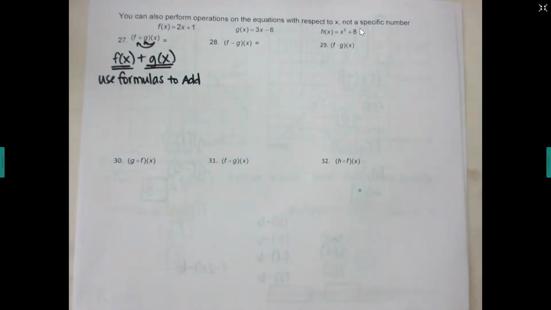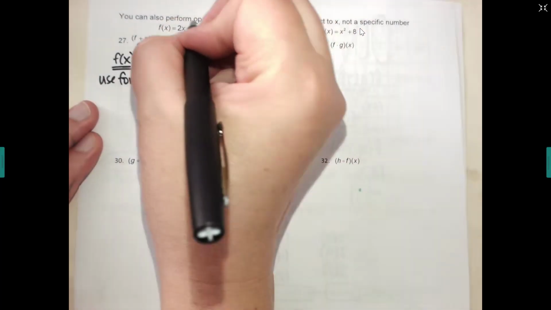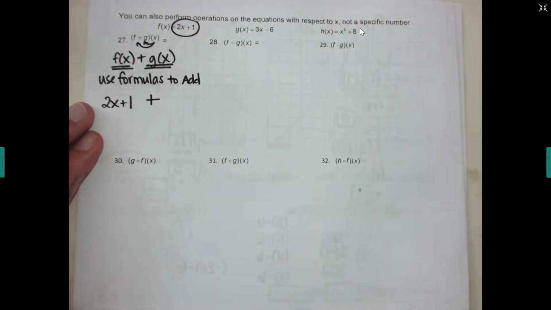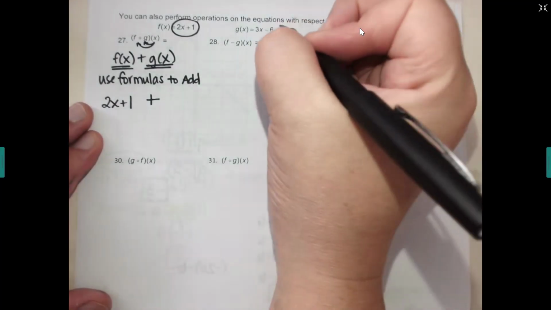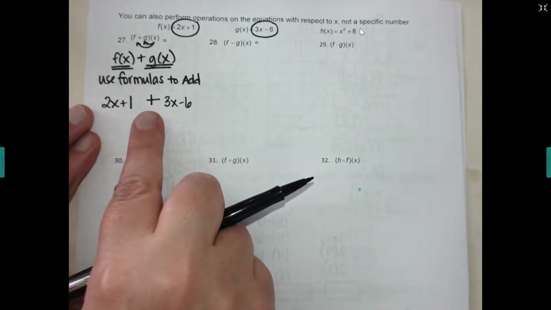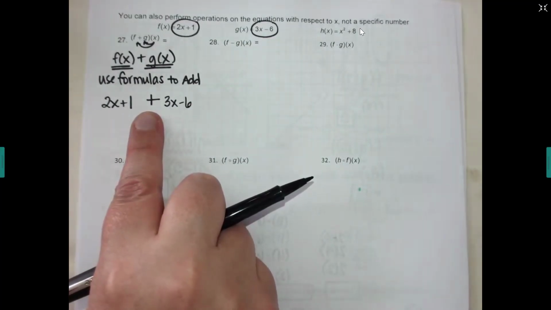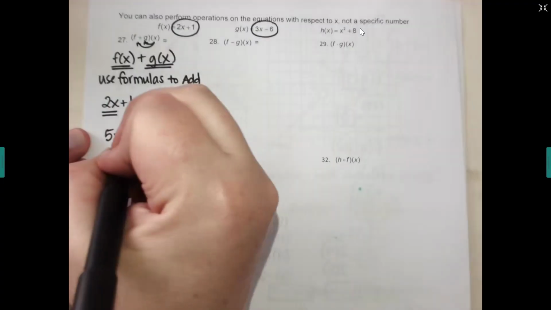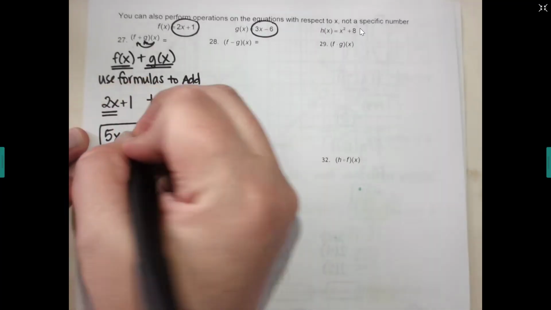So for F of X, what is my listed formula? 2x plus 1. That's my F formula, plus... And then for G of X, what's my G of X formula? 3x minus 6. And then remember, I'm adding in the middle, but I can only add like terms. So which ones are the like terms? 2x plus 3x makes 5x. And then do your calculator if you need to. What's 1 plus negative 6? Negative 5. Okay.